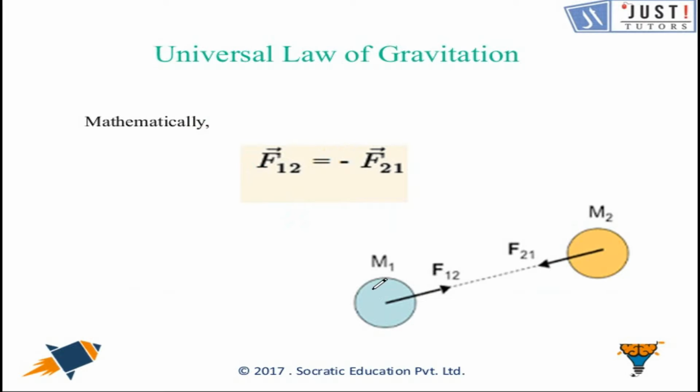Now, as we know by Newton's third law of motion that every action has equal and opposite reaction, the gravitational force exerted by m1 on m2 will exactly be the same as gravitational force exerted by m2 on m1. Let's say F12 is the force applied by m1 on m2 and F21 is the force applied by m2 on m1. So they both will be equal but with opposite direction. This negative sign represents its opposite direction here.